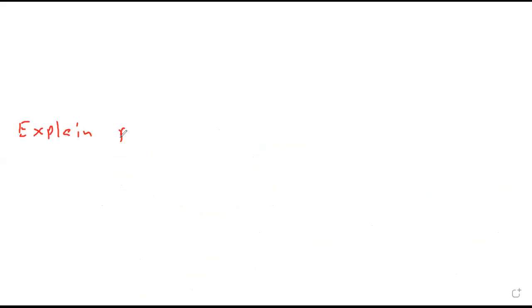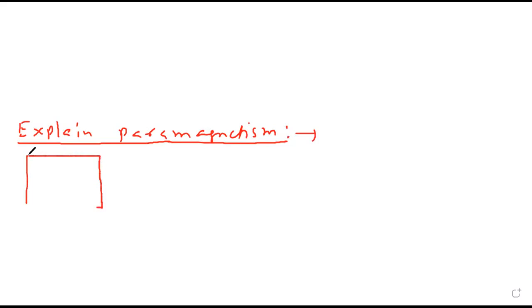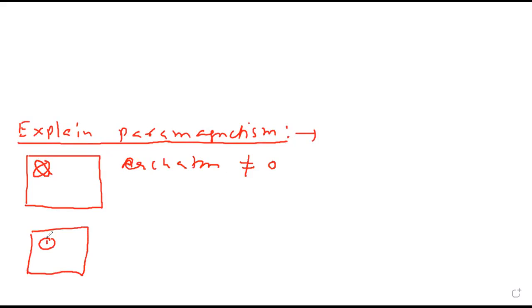Explain paramagnetic. Means why this substance behaves like moving from the weaker part to the stronger part of the field moderately. In paramagnetic substance, the magnetic moment of different electrons in each atom is not equal to zero. So each atom's magnetic moment is not equal to zero, but the net atomic dipole moment of different atoms cancel each other. Net atomic dipole moment becomes zero.